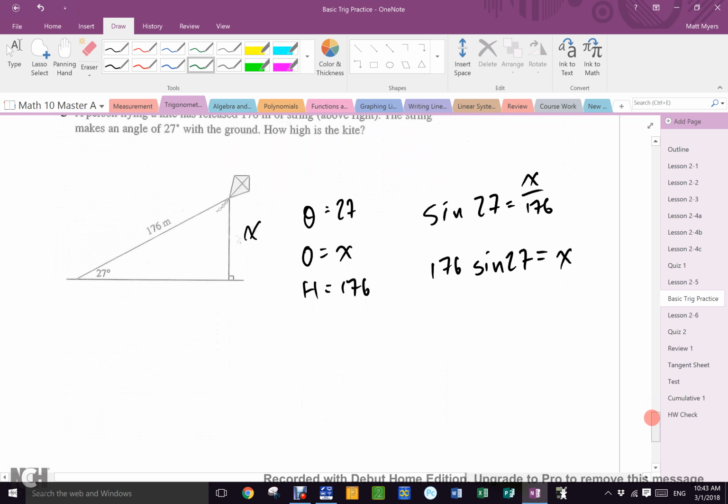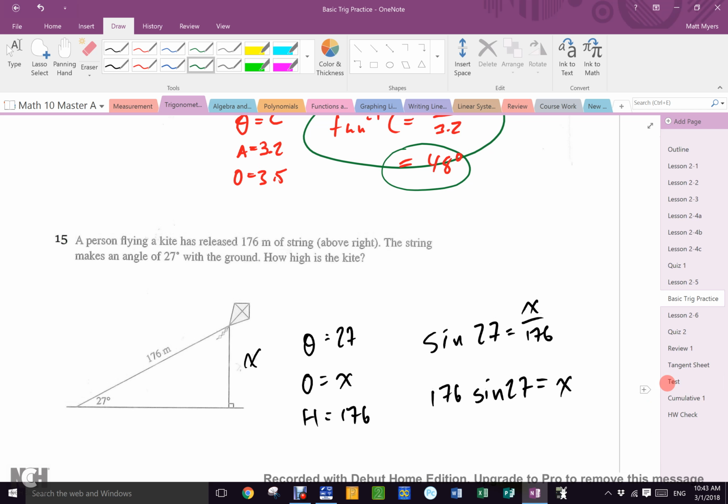And finally, the kite question. I gave you the drawing. All you had to do was figure it out. I don't know what the answer is. It's whatever 176 times sine 27 is. 80? Cool. Whatever.